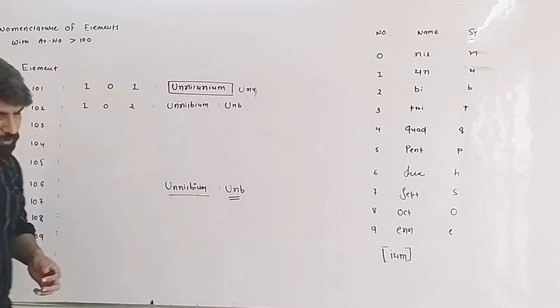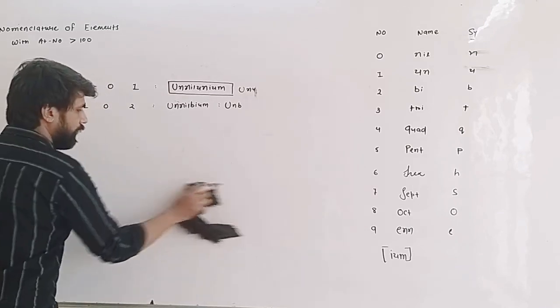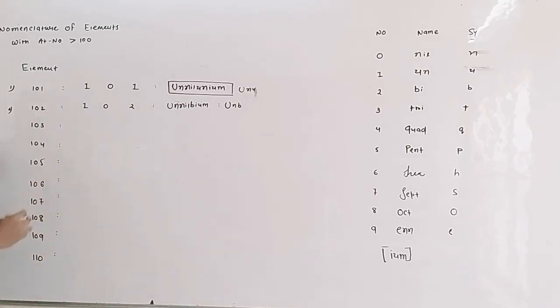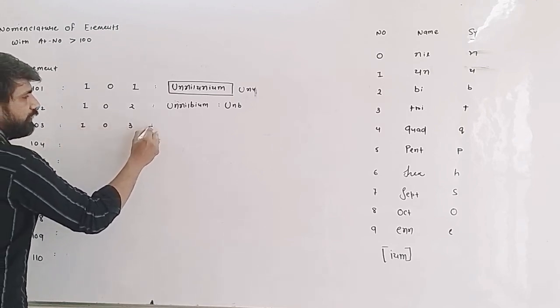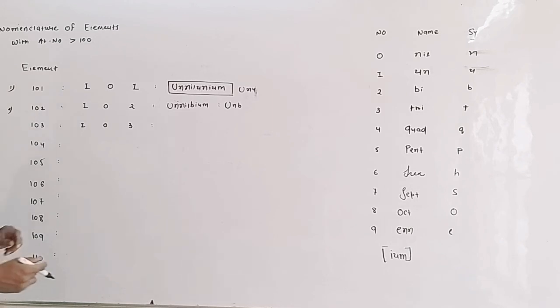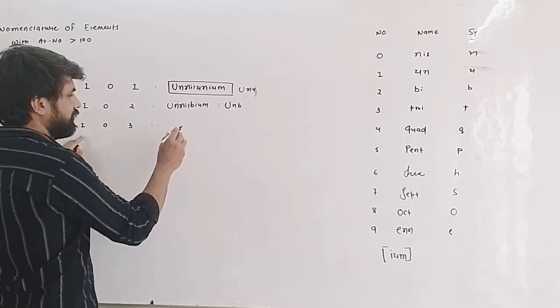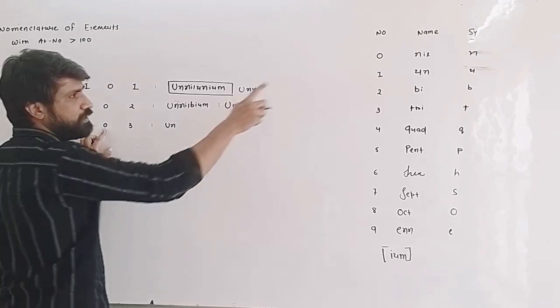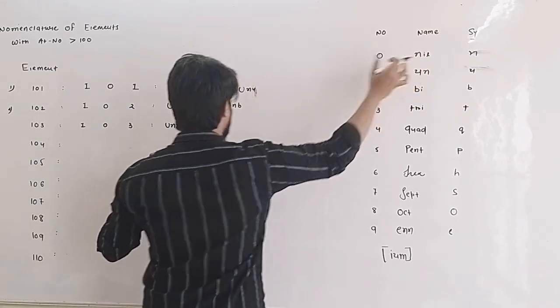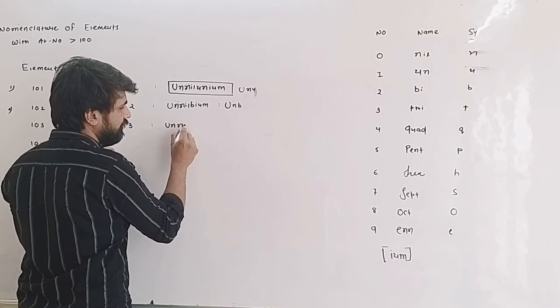Next one is the third one, 103. So 1, 0 and 3. Here's the symbol of that. 1 means un again. 0 means nil. So you have to write nil.